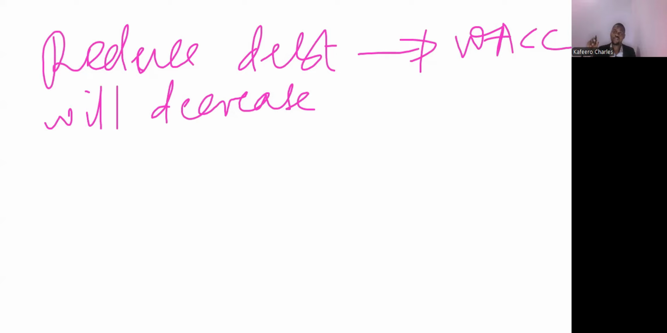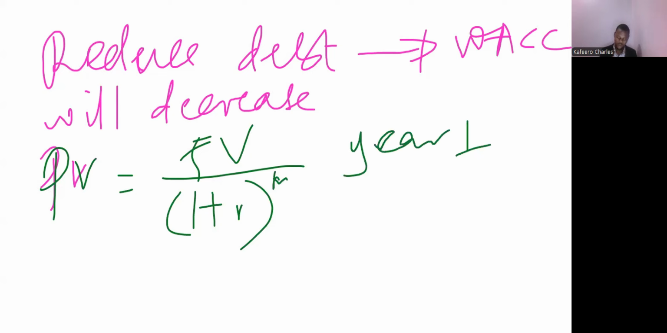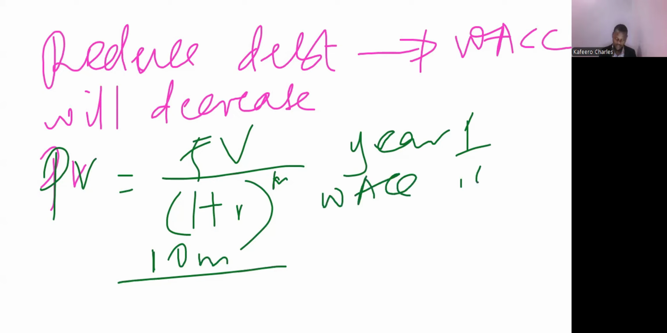And once the resultant cash flow is higher, then it is also going to automatically increase the value of the business. So look, the present value: we say that present value equals future cash flow, or future value, divided by 1 plus R to the power n, but we are just going to look at 1 year, year 1 alone. So if we have the 10 million divided by, if the WACC was, let's say, 10%, and we try to reduce the WACC now to 5%, what will happen?